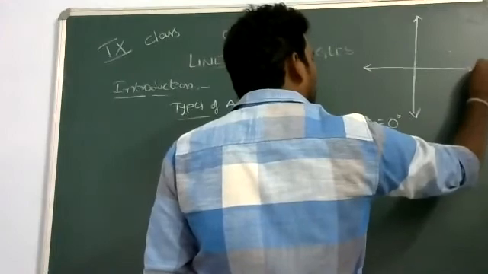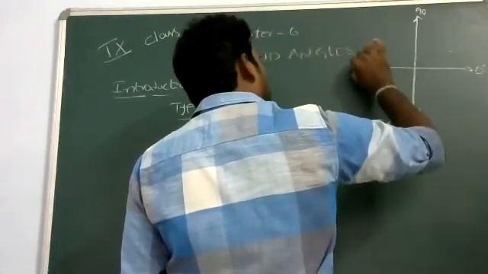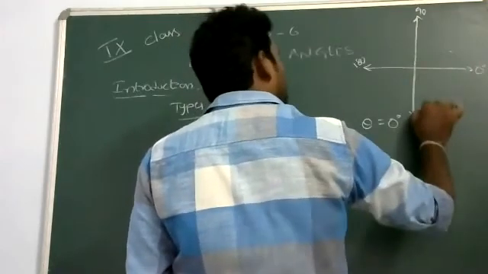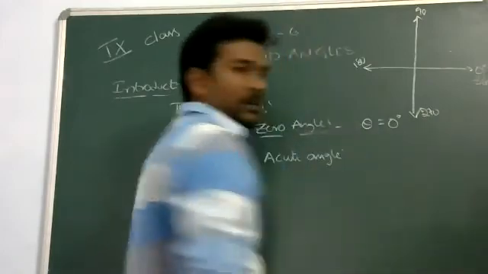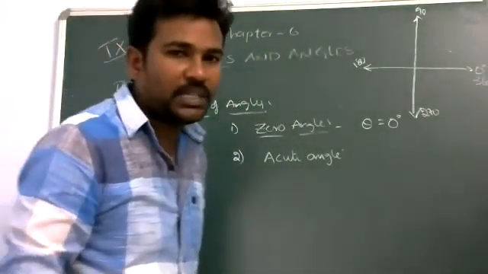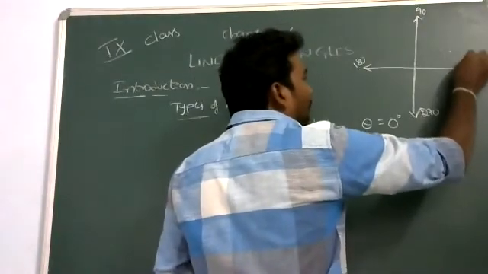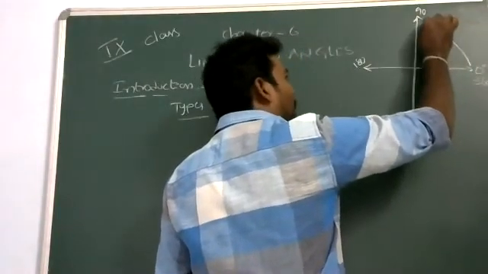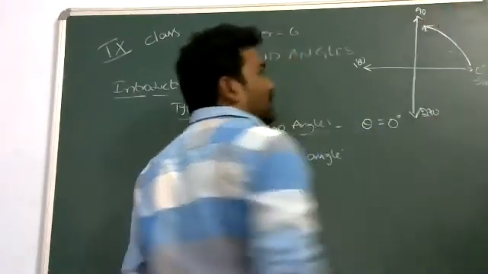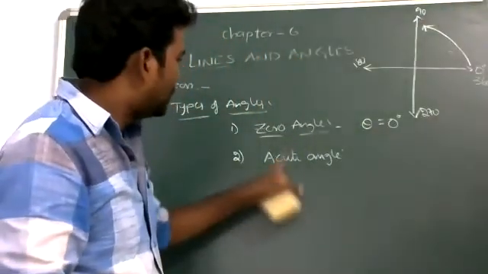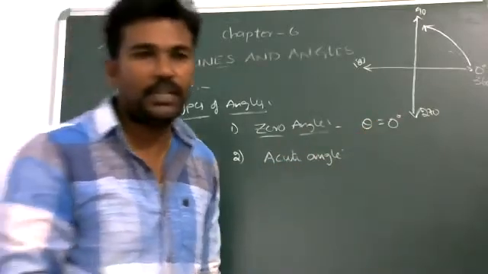This one is 0 degrees, this one is 90, this one is 180 degrees, this one is 270 degrees, and finally this one is 360 degrees. Angles are always measured in the anti-clockwise direction, so the angle can be calculated in this direction. Zero angle means there is no angle between the two arms.